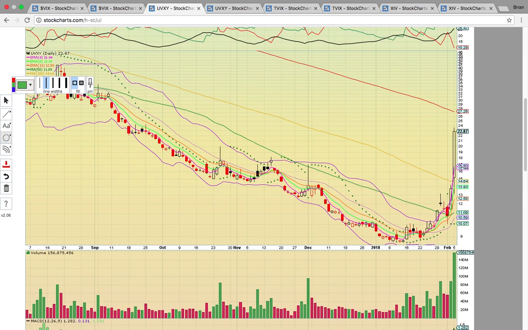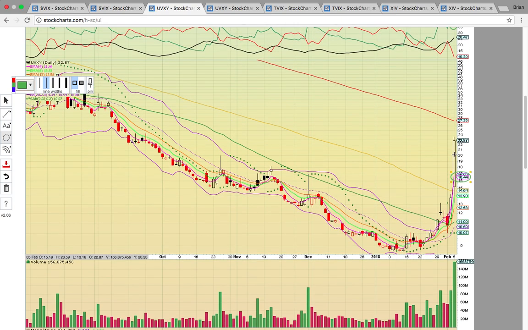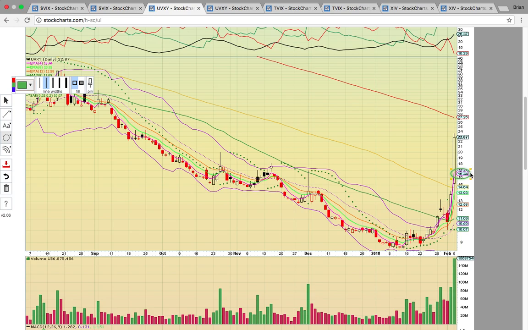As you can see, this closed well above the upper Bollinger Band as well. The upper Bollinger Band's down here at 16.80, and then you have EMA4 at 16.44. That is the first support level on a pullback. If it does pull back, you want to see those levels hold. If they break, then you could see that 100-day simple moving average at 14.64 tested.